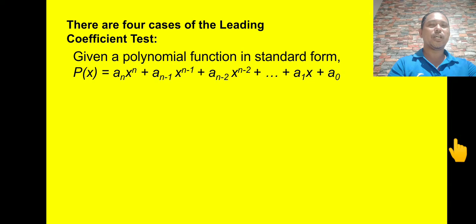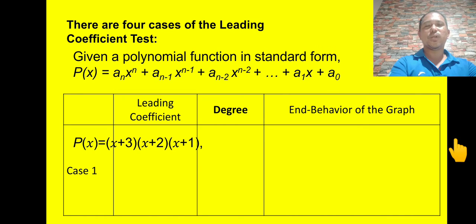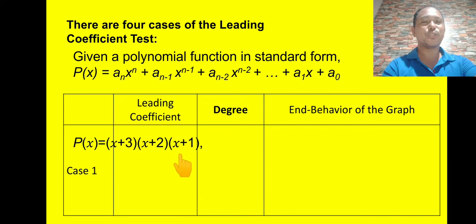So we have here the polynomial function in standard form, and I have the table. Case number 1, p of x equals the quantity of x plus 3 times the quantity of x plus 2 times the quantity of x plus 1. And this is not a standard form. This is a factored form. Now, it is very important that the function is in factored form to answer this question or the rest of the problem. Okay, anyway, we can answer using the standard form.